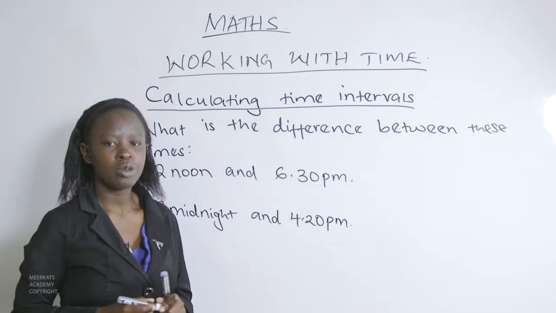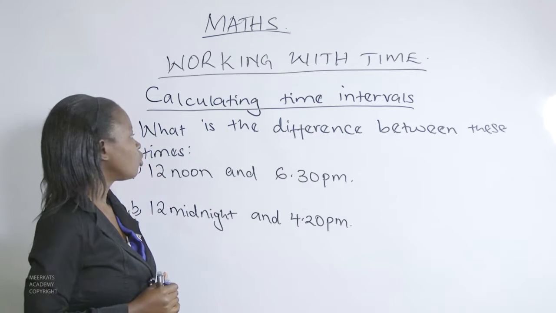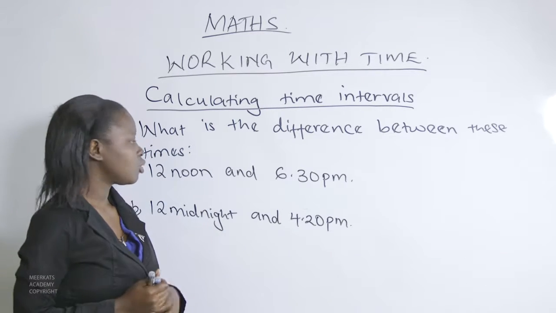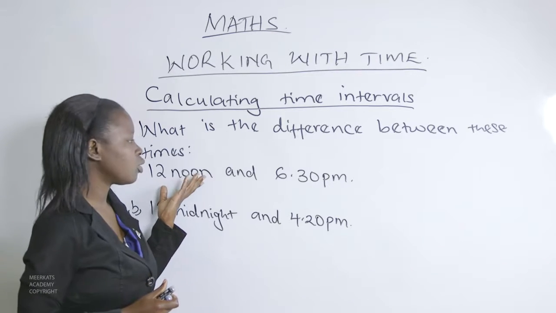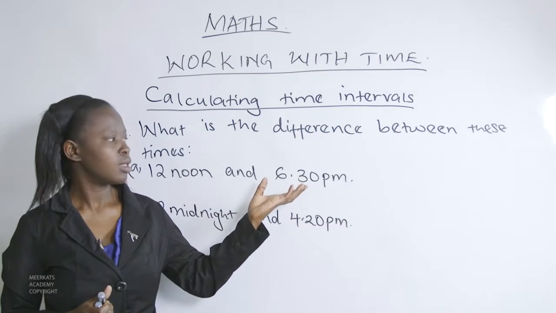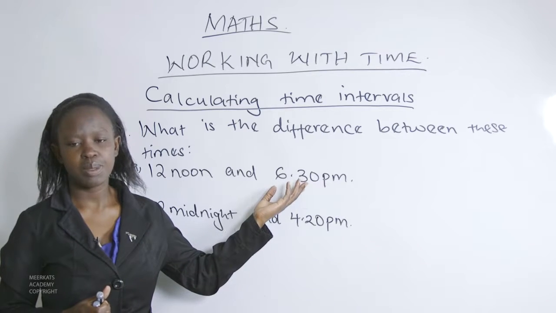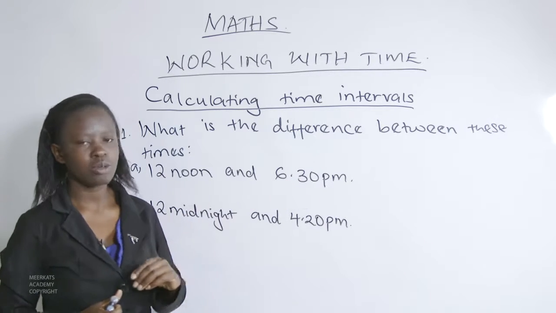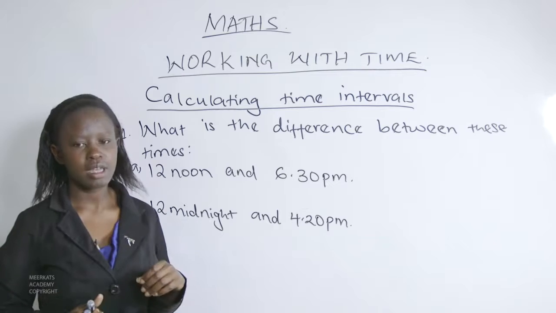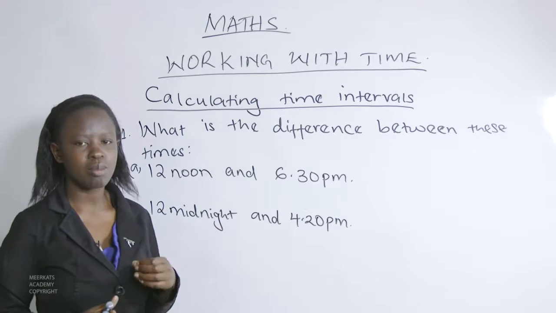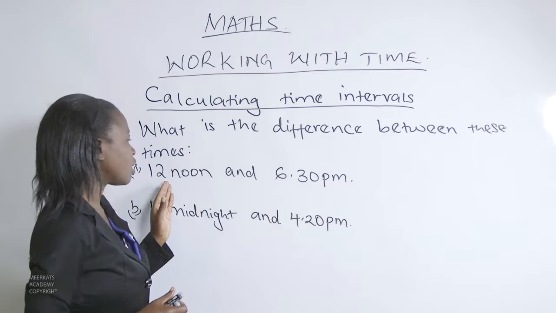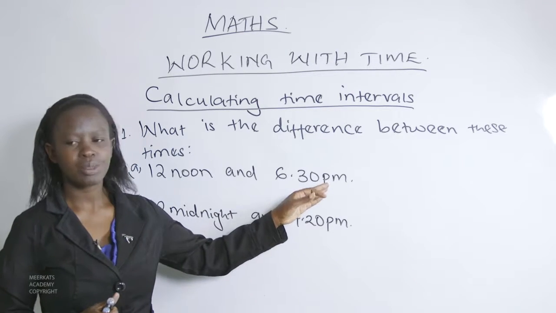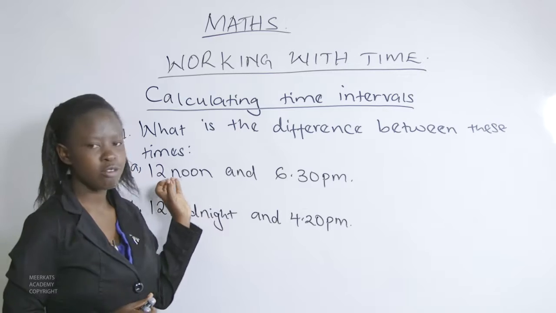So we have the question. We are required to find the difference between the times that we've been given. The first one, we have between 12 noon and 6:30 p.m. So we need to find out first which time is ahead of the other for us to be able to find out the difference between the two times. So we get that 6:30 p.m. is ahead of the 12 noon.